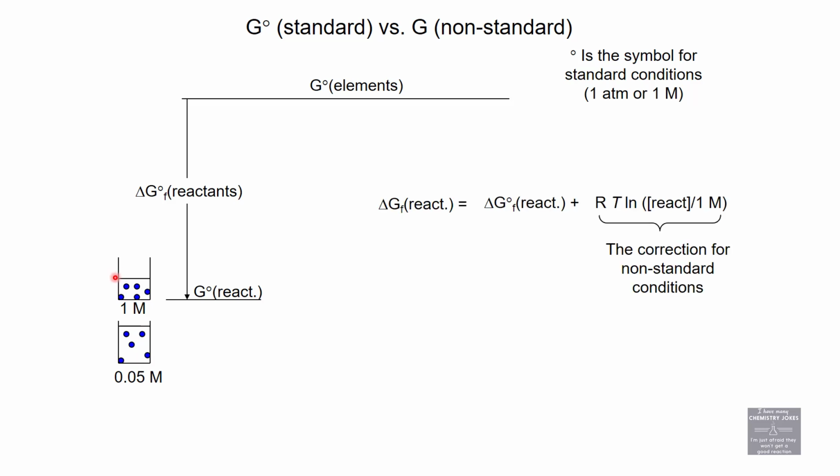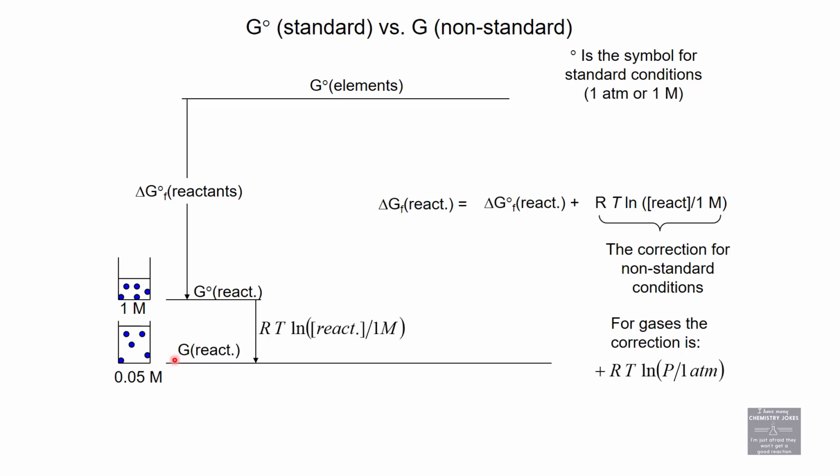The reason being, you have an increase in entropy as you go from a 1 molar to a 0.05 molar solution. And that increase in entropy causes your G value for this solution to be different from your G value for this standard solution.